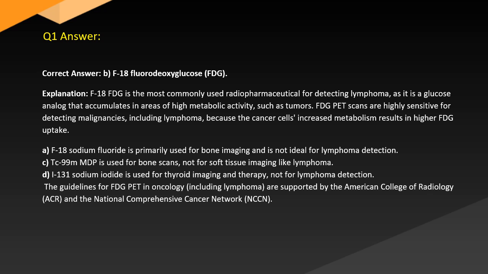C. Tc99m MDP is used for bone scans, not for soft tissue imaging like lymphoma. D. I131 sodium iodide is used for thyroid imaging and therapy, not for lymphoma detection. The guidelines for FDG PET in oncology, including lymphoma, are supported by the American College of Radiology (ACR) and the National Comprehensive Cancer Network (NCCN).